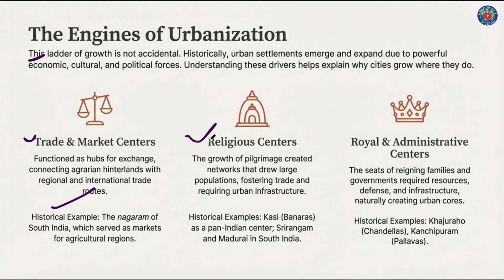Then religious centers: the growth of pilgrimage created networks that drew large populations, fostering trade and requiring urban infrastructure. Historical examples: Kashi, Banaras as a pan-Indian center, Srirangam and Madurai in South India. Then royal and administrative centers: the seats of reigning families and governments required resources, defense and infrastructure, necessarily creating urban centers. Historical examples: Khajuraho, Kanchipuram in Pallava territory.